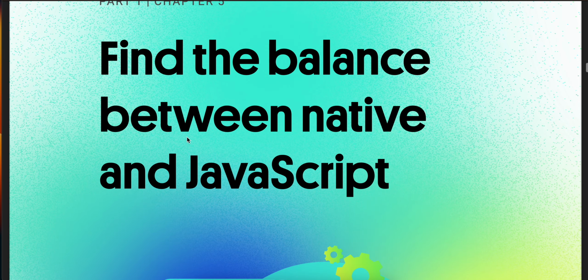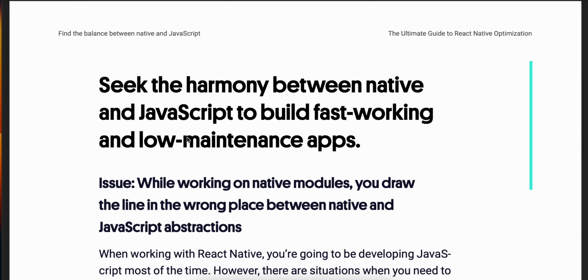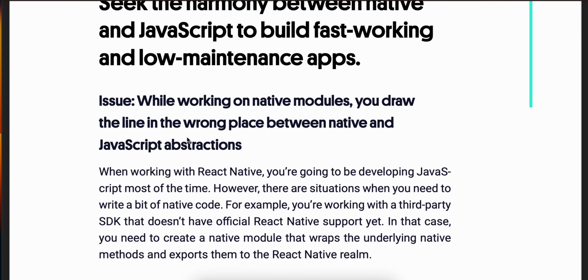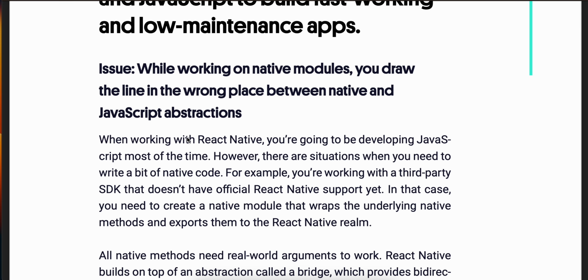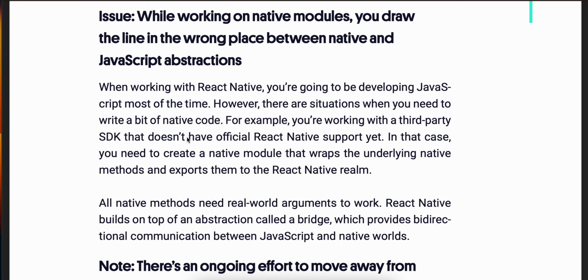Find the balance between native and JavaScript. See the harmony between native and JavaScript to build fast-working and low-maintenance apps. While working on native modules, you may draw the line in the wrong place between native and JavaScript abstraction. When working with React Native, you are going to be developing JavaScript most of the time. However, there are situations when you need to write a bit of native code. For example, you are working with a third-party SDK that does not have official React Native support yet.